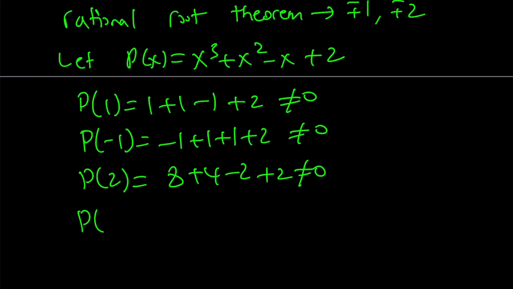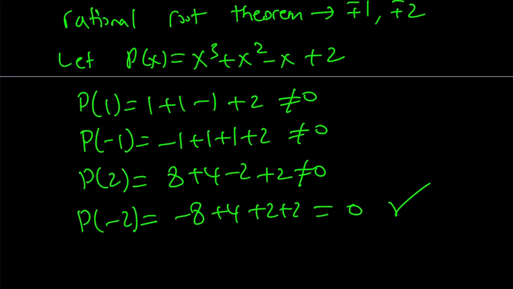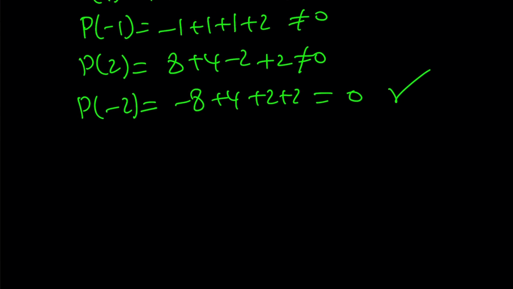And finally, p of negative 2 is negative 8 plus 4 plus 2 plus 2. And that is equal to 0. Yay, finally. That means that x equals negative 2 is a solution. And that means x plus 2 is a factor. Since we know that x plus 2 is a factor, of course, the factor theorem tells us. The rational root theorem tells us the root, and then the factor theorem tells us what the factor is going to be.